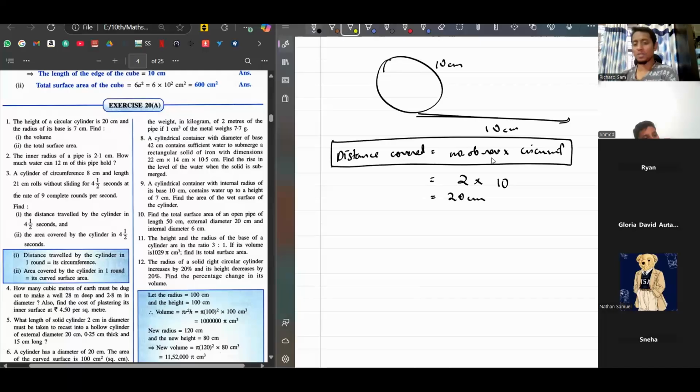So same way, in this formula, you can make number of revolutions the subject. So what will number of revolutions be? If this is the subject, number of revolutions will be 20 divided by 10. That is the total distance covered divided by circumference. You all getting me? Okay. Just write down this one formula. Let's see if there's a question on this.